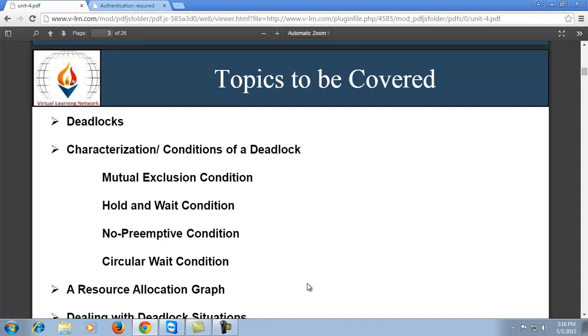And the next topic is deadlock. In this, we have some conditions: mutual exclusion condition, hold and wait condition, no preemption condition, and circular wait condition. These are the conditions for the situation where deadlock occurs. If we want to prevent our system from entering a deadlock situation, we have to prevent our system from entering any one of these conditions, which are the characteristics of deadlock.